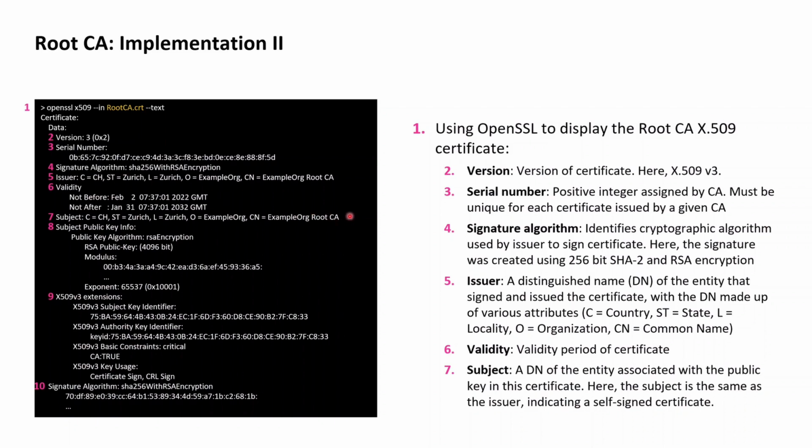Field number 7 then defines the subject of the certificate, which is again defined via a distinguished name, like the definition of the issuer in field 5. And here, for the first time, very interestingly, one can see that the subject defined in field 7 is the same as the issuer as defined in field 5, which indicates that this is a self-signed certificate with the root CA signing its own public-private RSA digital signature key pair.